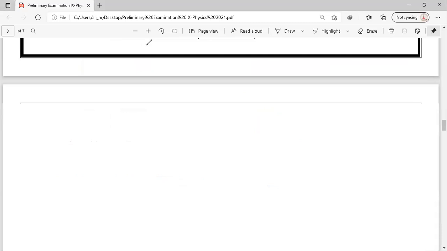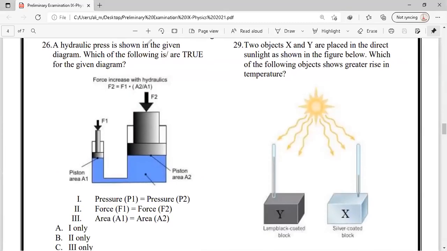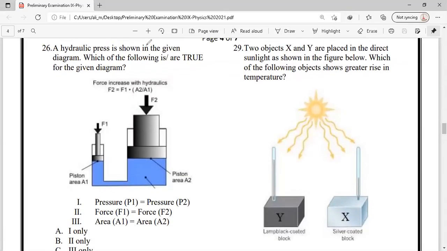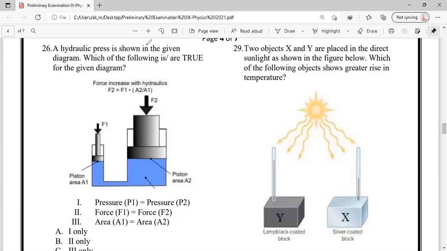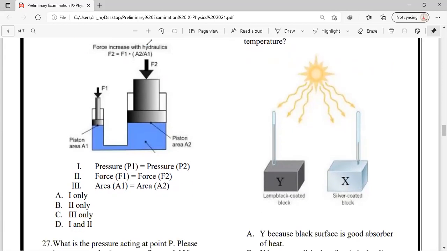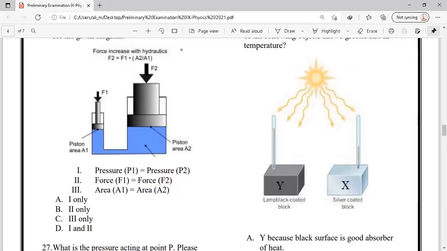Let's move to our question number 26. And in this question we have a hydraulic press, and we have to identify which of the following is our true condition for this diagram. So in this diagram we have two pistons, with areas A1 and A2, and the forces acting on them are F1 and F2.